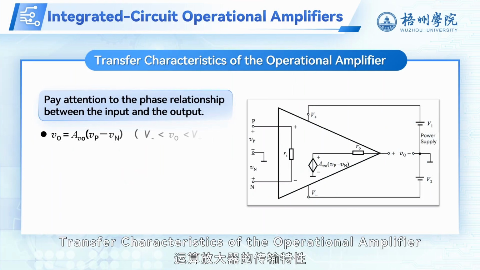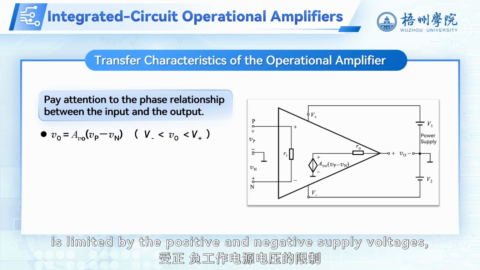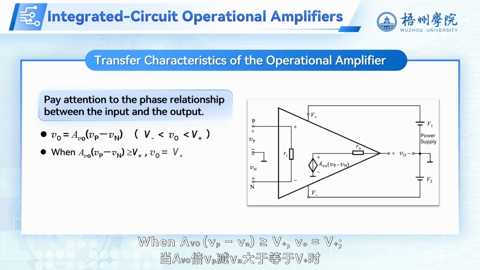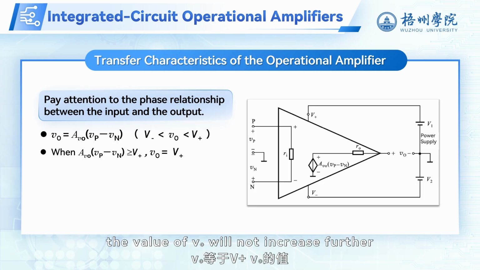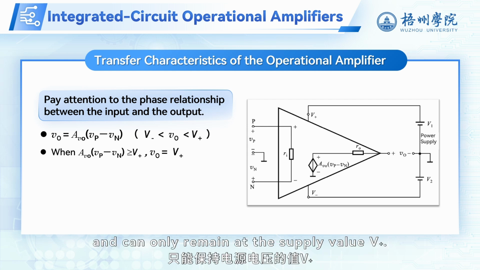Transfer characteristics of the operational amplifier. The output voltage V_O is limited by the positive and negative supply voltages, i.e., V_minus is less than or equal to V_O. When A_VO times (V_P minus V_N) is greater than or equal to V_plus, V_O equals V_plus. The value of V_O will not increase further with an increase in V_P minus V_N and can only remain at the supply value V_plus.